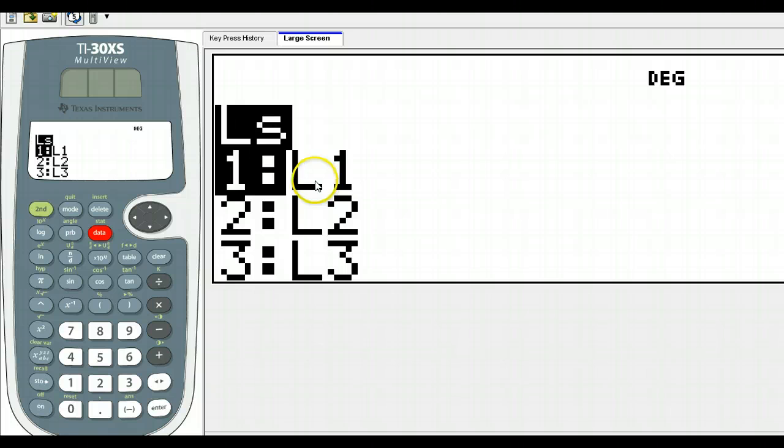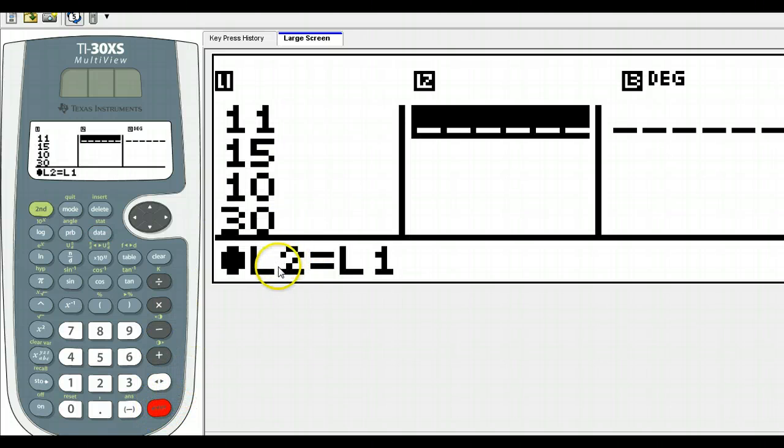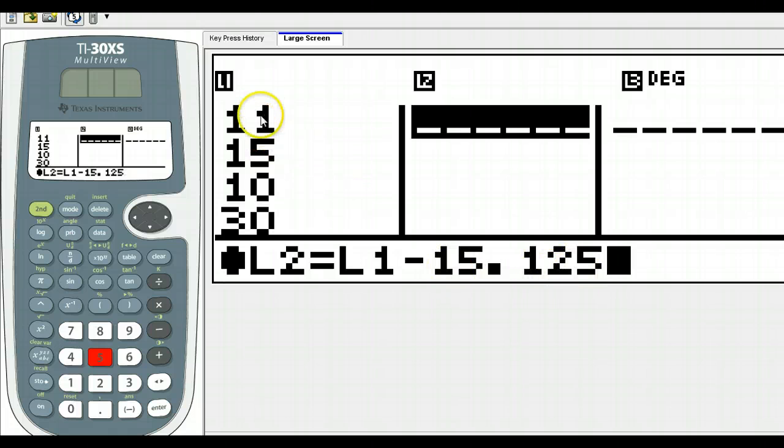Look, there's L1 right there. It's already highlighted, just hit enter. So now we have L2 is equal to L1. That means all of these. But we want the data minus the mean. So we will just say minus 15.125. If I hit enter right now, this is going to do list 1 minus 15.125 for every data entry.